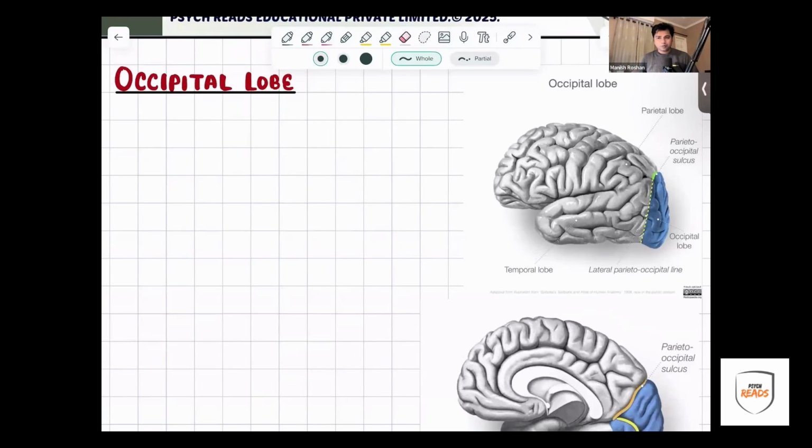Today we are going to discuss the occipital lobe. In the occipital lobe, just like in other lobes, first we'll be looking into the anatomy.